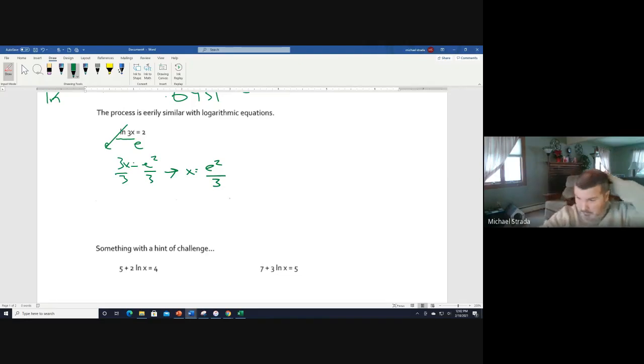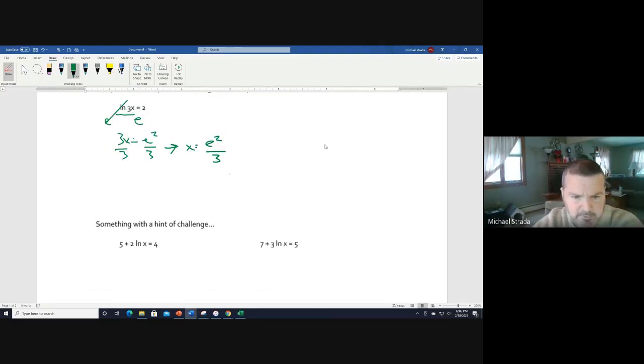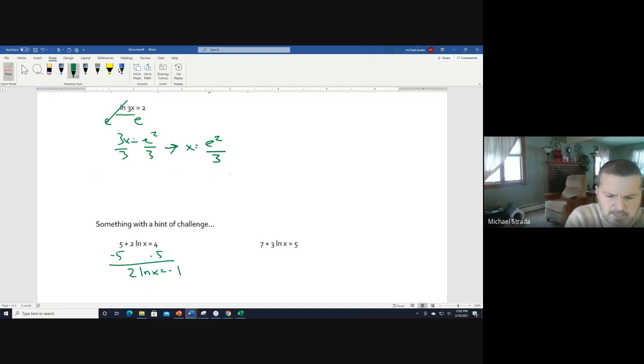All right. If it's not isolated, you must do that first. So if I'm looking at 5 plus 2, natural log of x equals 4, I subtract 5. 2 natural log of x equals -1. Divide by 2. And the natural log of x equals -1/2. Now remember, you can't do the natural log of a negative, but it can result in a negative. So we're going to raise both sides to a power of e. That'll cancel out the e in the natural log. And we got x equals e to the -1/2.